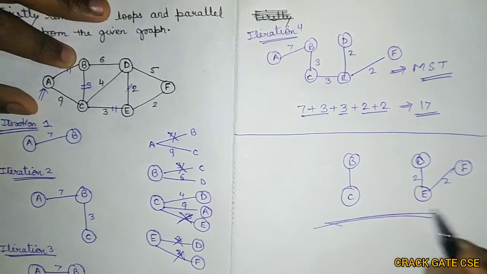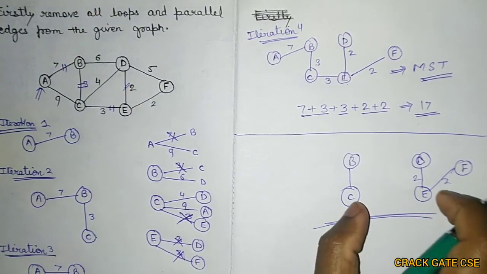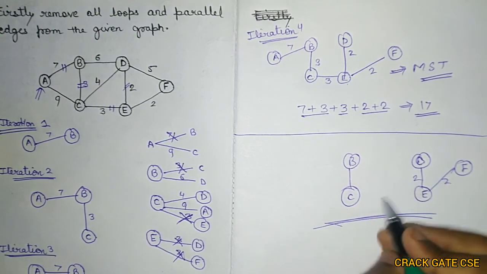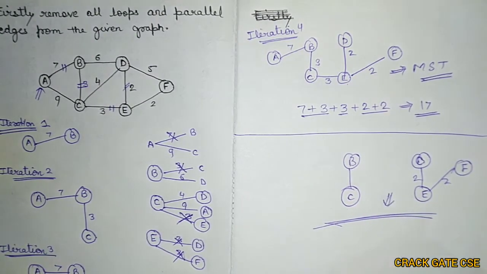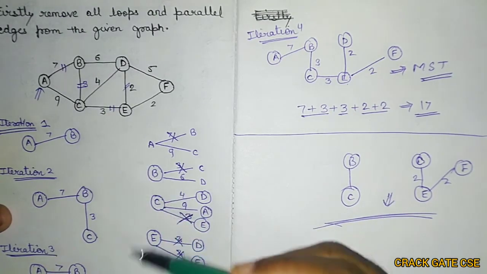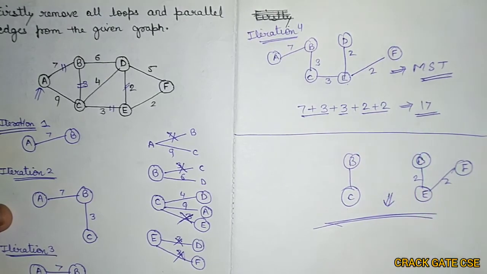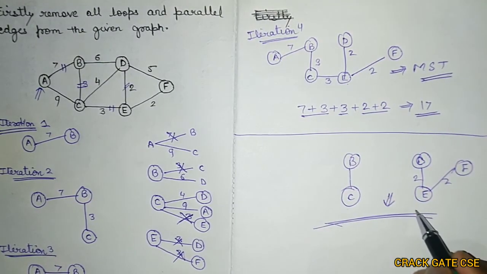So here you can see that in one of the steps I am having a disconnected component. But this disconnected component is not possible in Prim's, because you can see that in all the iterations we are getting a connected component. In Kruskal's, disconnected components are possible, but in Prim's it is not possible.